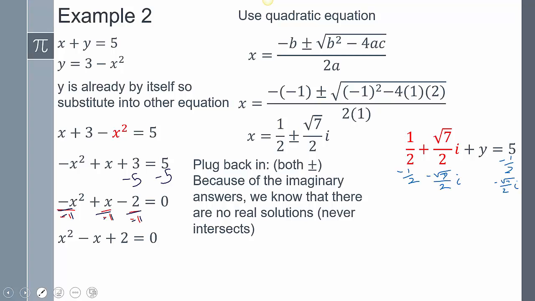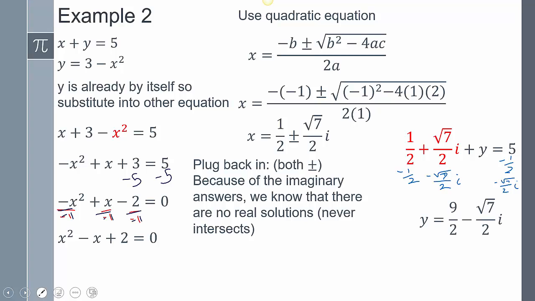So solving for y, I have to subtract the 1/2. That's going to give me 9/2 here. I have to subtract the square root of 7 over 2i on both sides. And so I'm going to get y equals 9/2 minus square root of 7 over 2i.